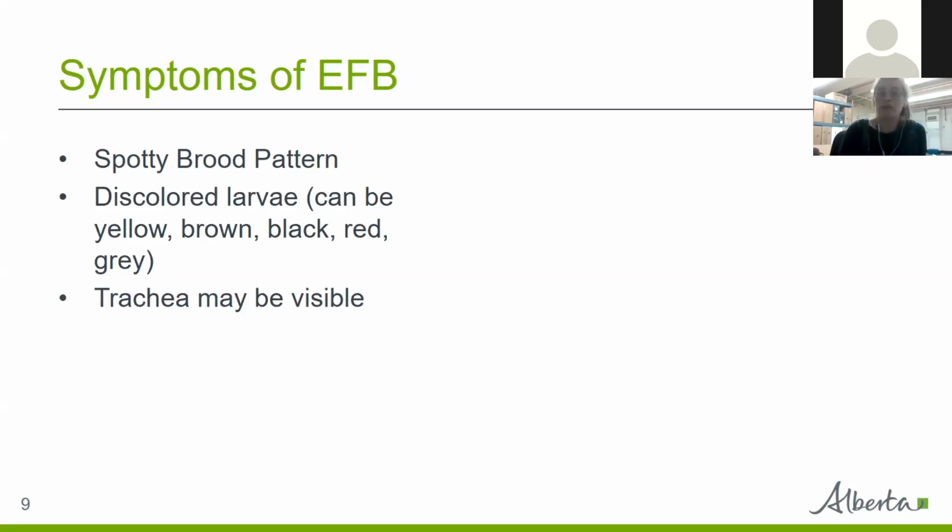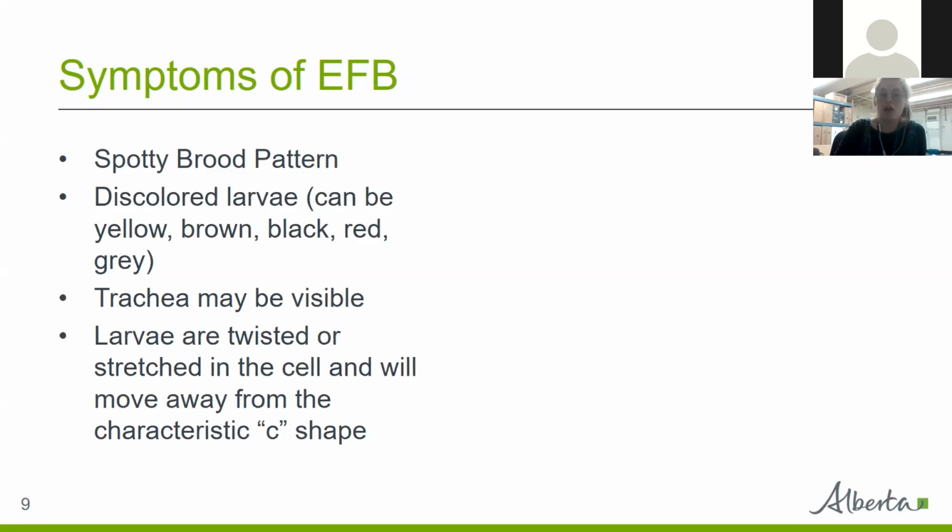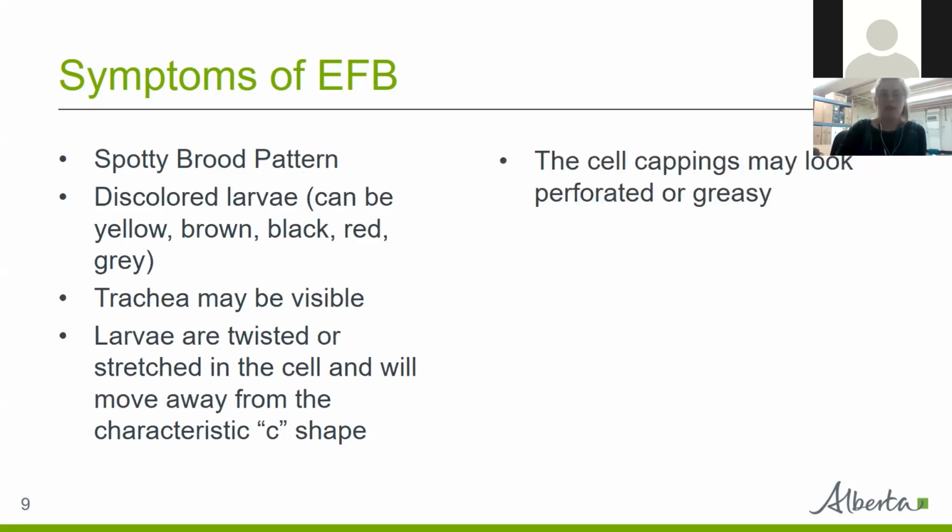You are likely going to be able to see the trachea, which are these little lines on the larvae, which I'll try and point out. Those may be visible. The larvae are twisted or kind of stretched in the cell, and they are not really that characteristic C shape that you usually would see in the bottom of the cell.